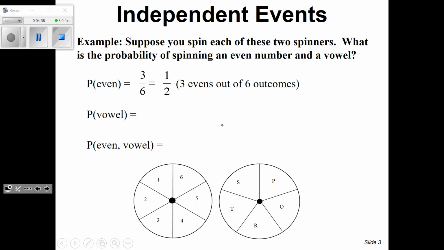All right, then event 2 has to do with spinning a vowel on this second spinner. Well, what's the chance of that happening?